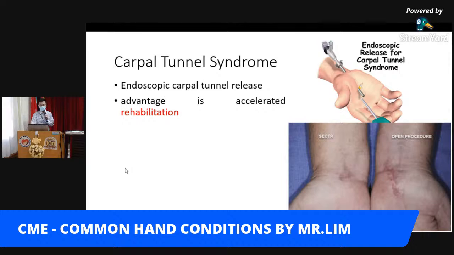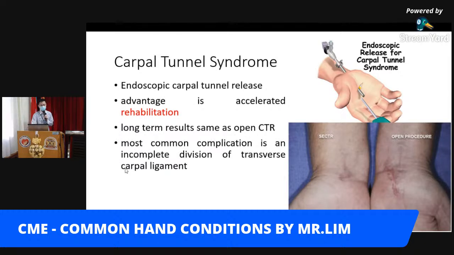So endoscopic carpal tunnel release is described, and you can see from the lower picture, one hand of the patient, the left hand, was done with the open procedure, and the right hand was done with the endoscopic method. Smaller wounds, faster rehabilitation, and return to work. However, there's no long-term outcome that suggests it is better than the open carpal tunnel release.